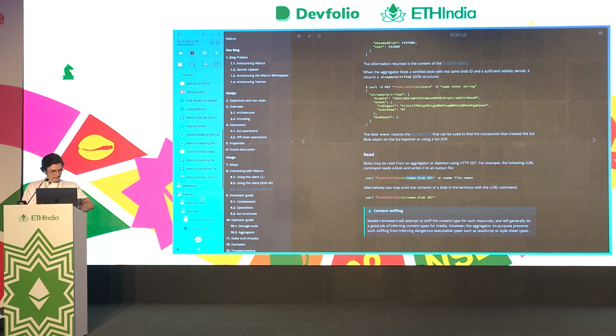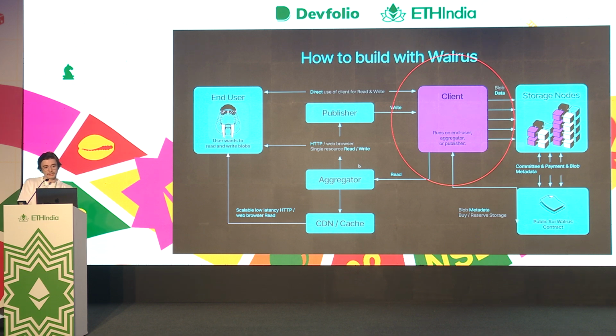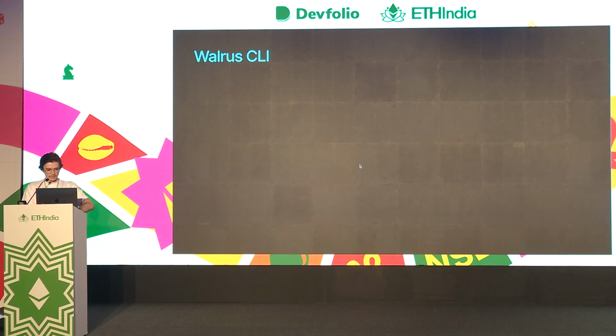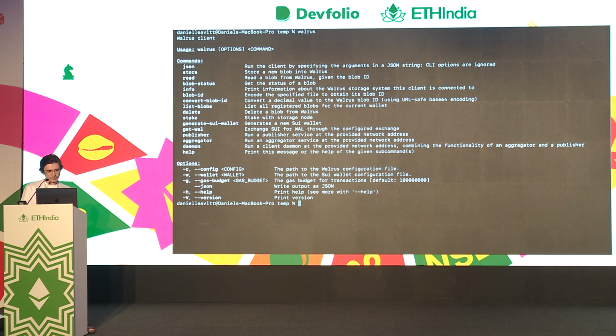Okay. So that is one way to interact and start building with Walrus. And the second way to do it is through the client directly. And we have a Walrus CLI that allows you to do this. So I'm going to show you a demo video of this. So these are all the commands that you're able to run on the CLI. You can read, store, get some information, as well as some other things.